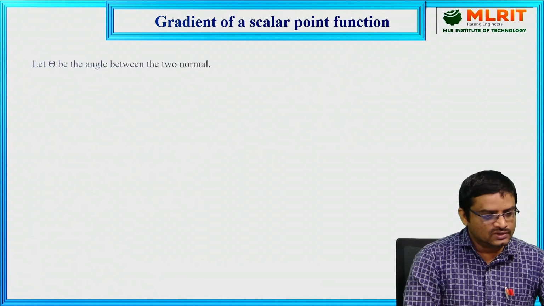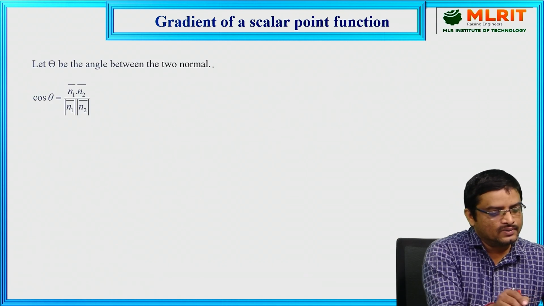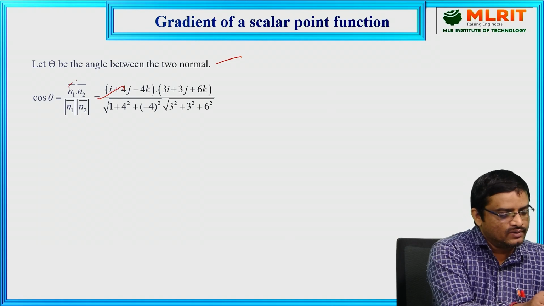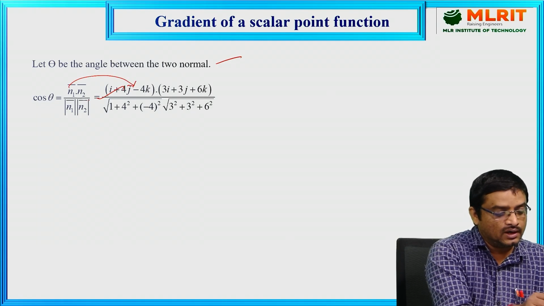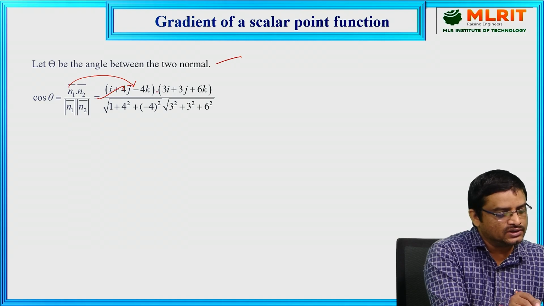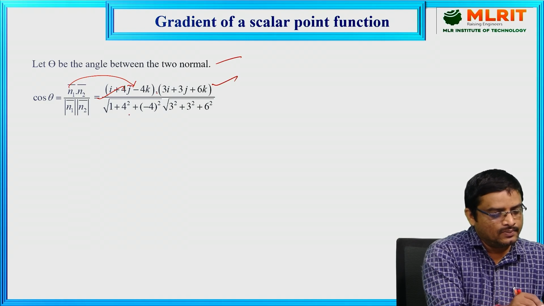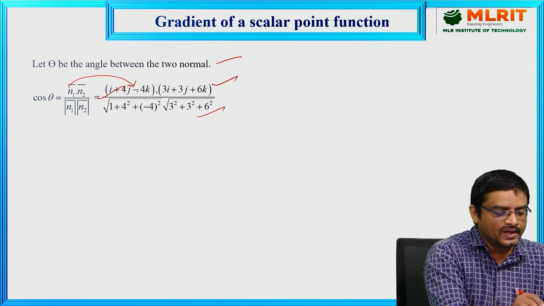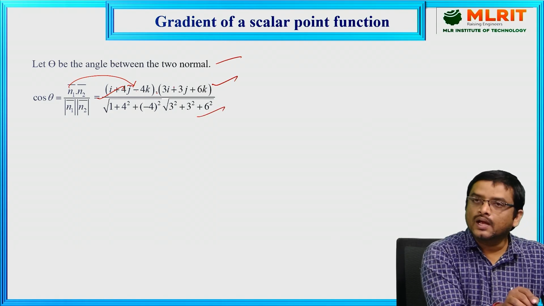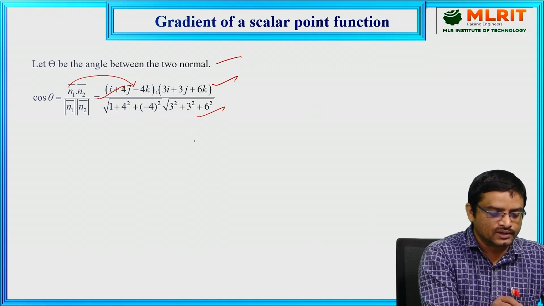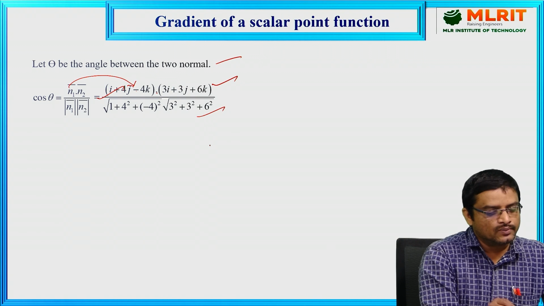So now use the formula. Let theta be the angle between the normals. We have the formula: n1 bar dot n2 bar by the product of their magnitudes. We should not forget this dot. This dot is very important in vectors. So in the numerator we have a dot product between these 2 vectors. We know how to find the dot product here.